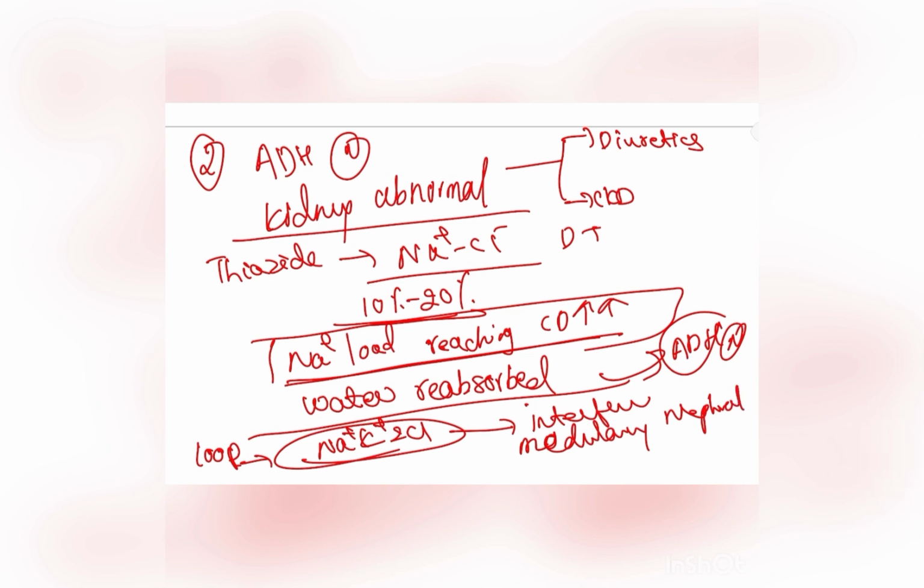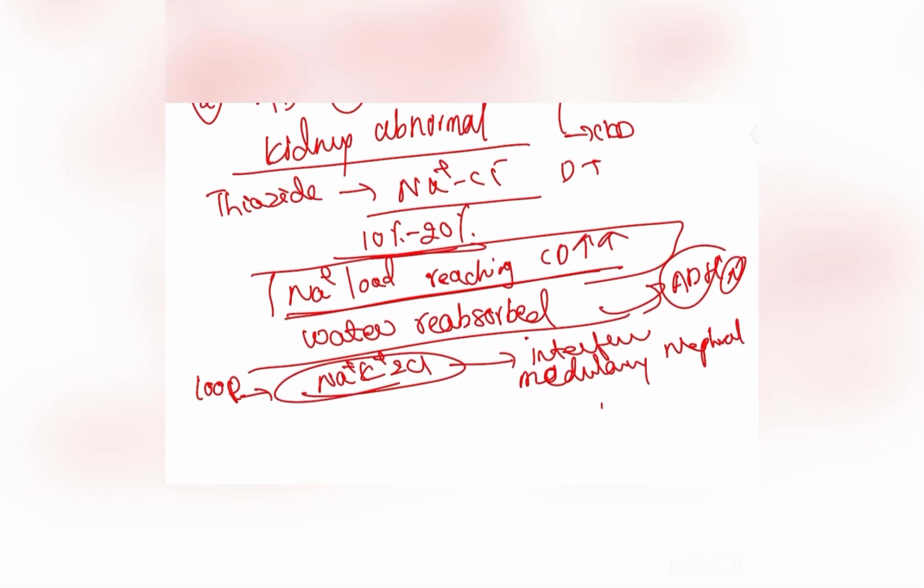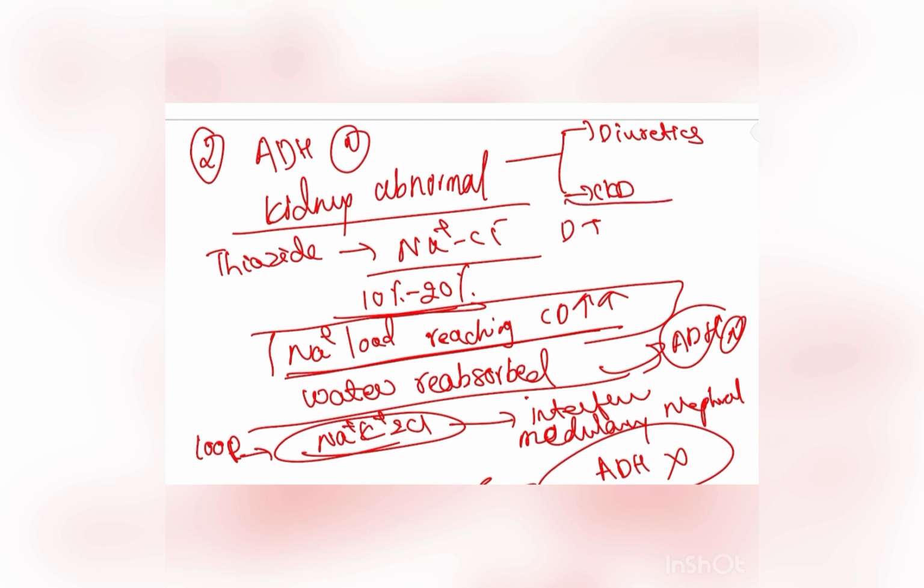Okay, so once the medullary osmolality is interfered with, ADH cannot act. When ADH cannot act, there is no excess water reabsorption, as a result of which loop diuretic does not cause that much hyponatremia as compared to thiazide diuretic. The second scenario is CKD.